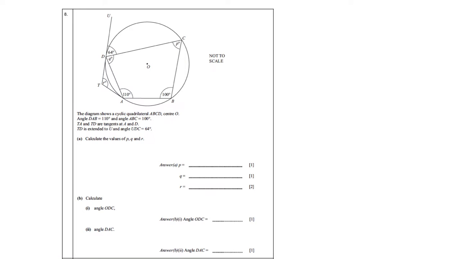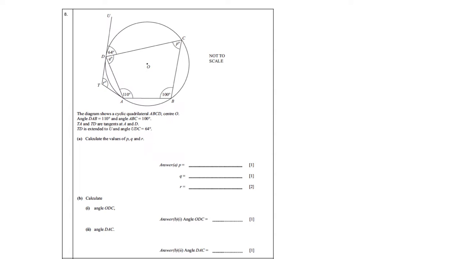Okay, the diagram shows a cyclic quadrilateral ABCD, center O. We get all those. And we said TA and TD are tangent. We have the tangent here and TD extended to U. And the angle UDC is 64.